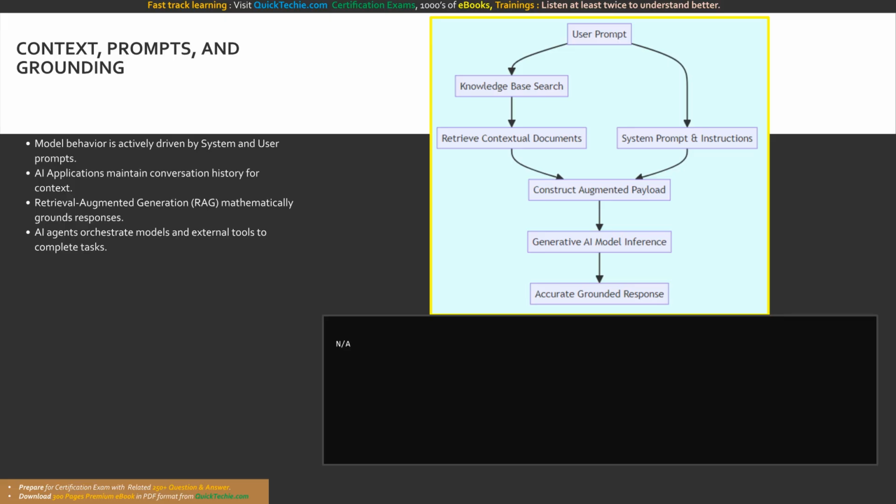Because the model strictly predicts the next token based on the entire preceding sequence, AI applications must actively maintain a robust conversation history, consistently passing previous questions and generated answers back into the model to maintain an ongoing contextual state.